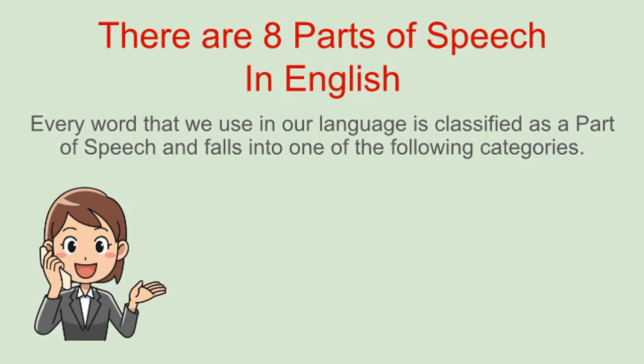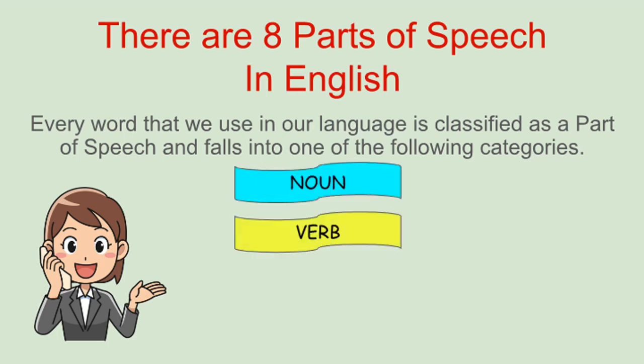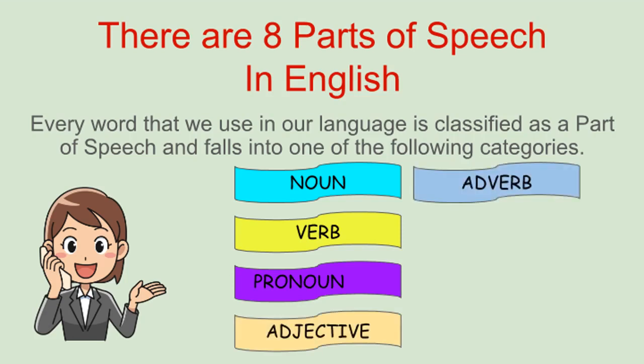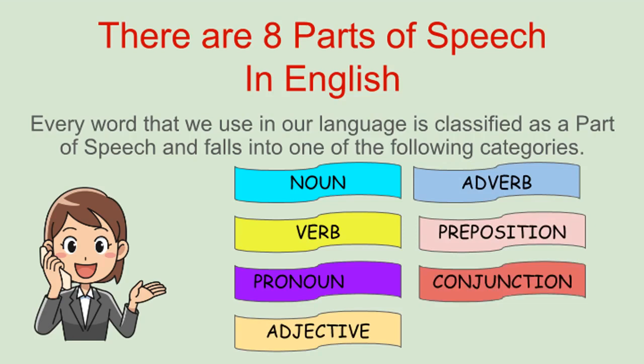Today we will be naming the 8 parts of speech in English. Every word that we use in our language is classified as a part of speech and falls into one of the following categories: noun, verb, pronoun, adjective, adverb, preposition, conjunction, and interjection.